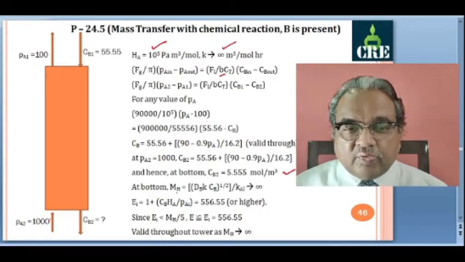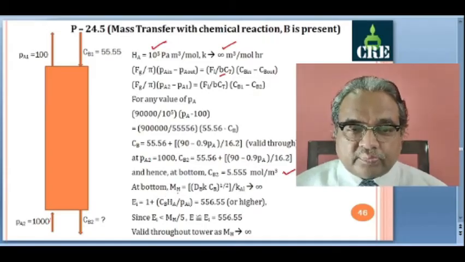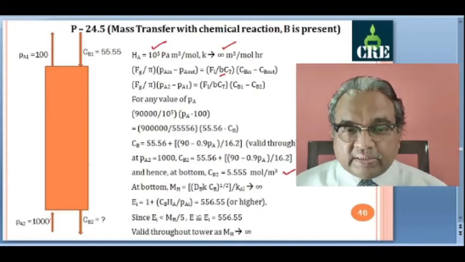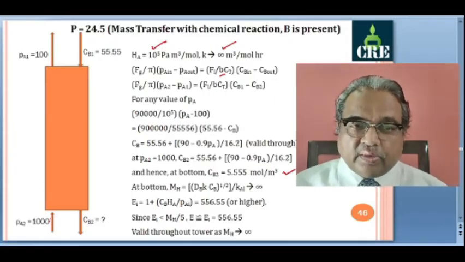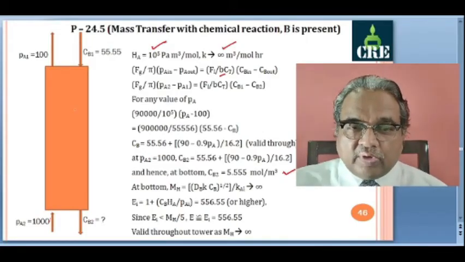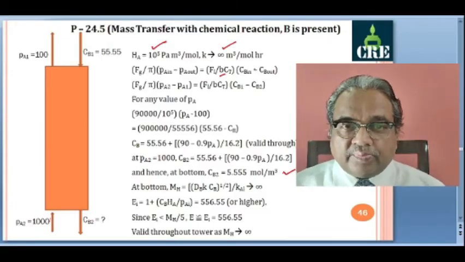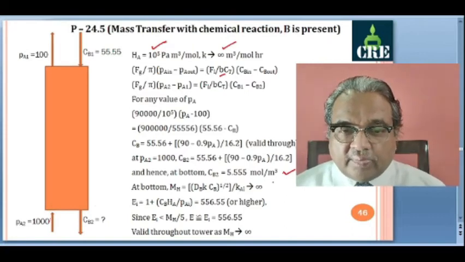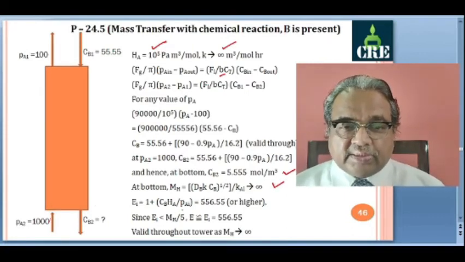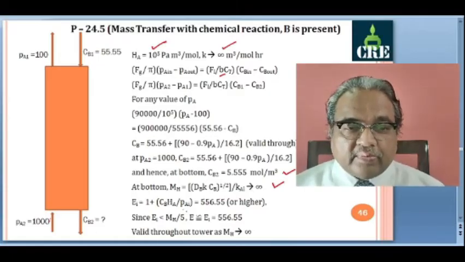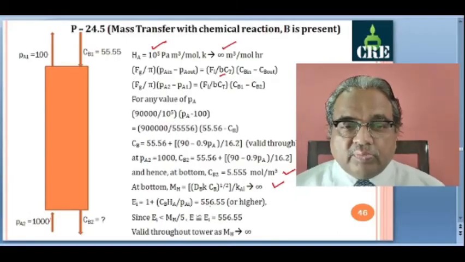Same method again, calculate MH. We have calculated MH values, then enhancement factor values in tank type reactors, which was throughout the tank. Here in the tower type, we have to calculate it at the top and at the bottom. So at bottom, CB HA by PAI, we take this value, so this can be 1000 or lower. So this will be 556.55 or higher value.